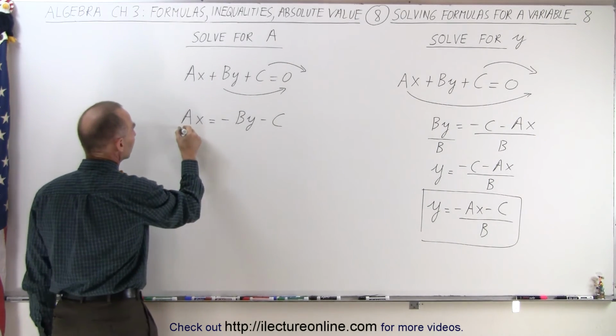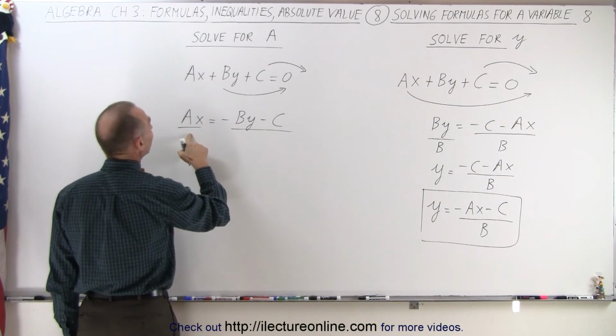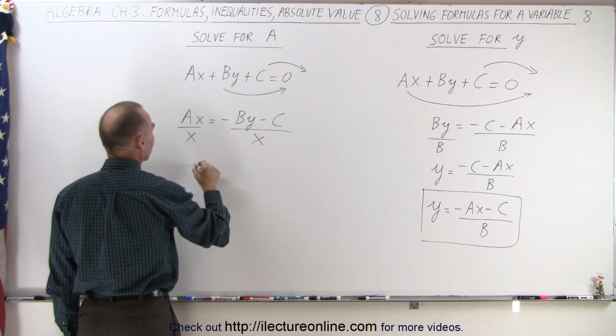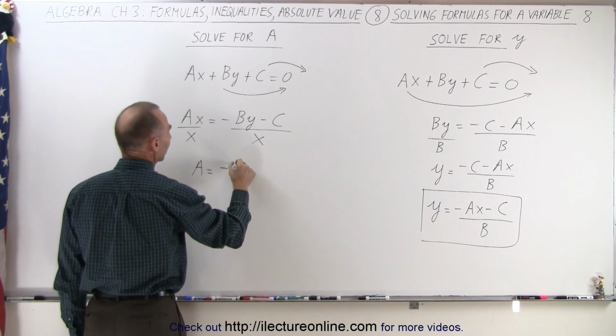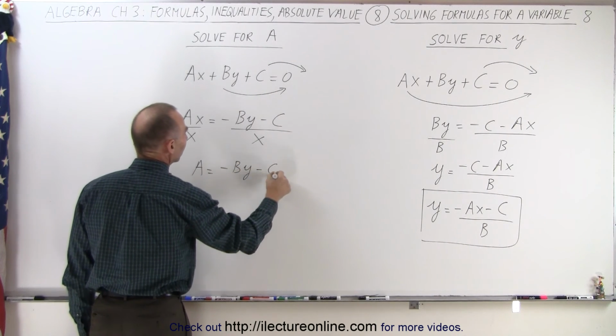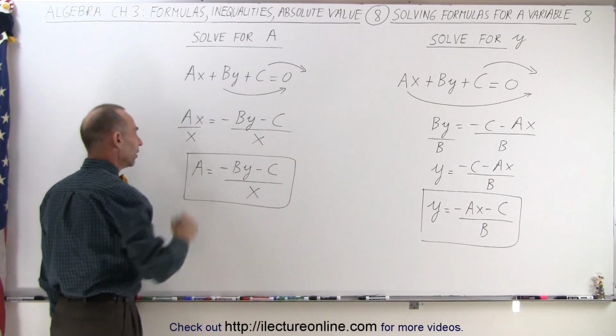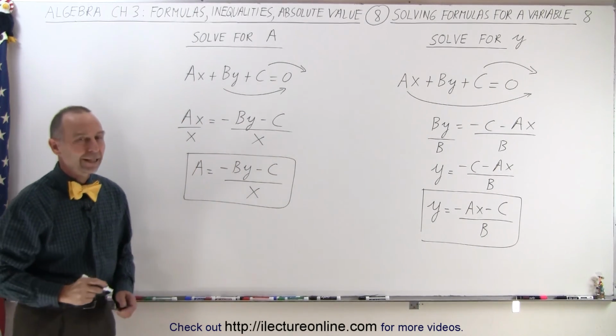And finally, we're going to divide both sides of the equation by the factor of a, which in this case is x. And so we end up with a on the left side is equal to minus b times y minus c, all divided by x. And that is probably the preferred way to write that answer. And that is how it's done.